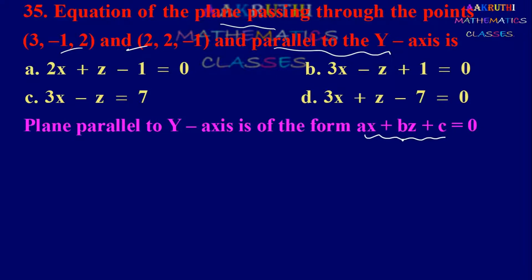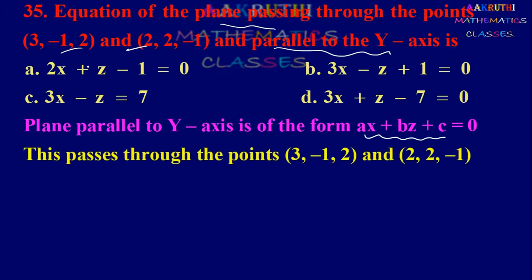So here the y coefficient is 0. It is ax plus bz plus c equal to 0, and this plane passes through the points 3, minus 1, 2 and 2, 2, minus 1. And when we substitute here, we get 3a plus 2b plus c equal to 0 and 2a minus b plus c equal to 0. So then we use the rule of cross multiplication.